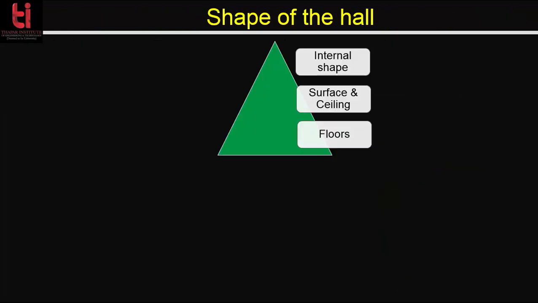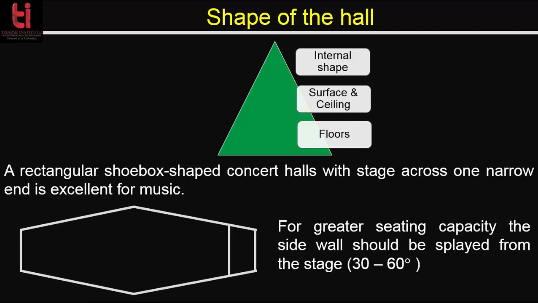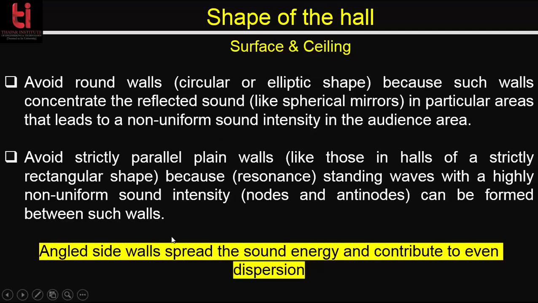So now, coming to the shape of the hall, there are actually three factors of the shape. One is the internal shape, second one is the surface and the ceiling, and the third one is the floors. Concerning the internal shape, a rectangular shoebox shaped concert hall with the stage across one narrow end is excellent for music. And for the greater seating capacity, the side walls should be splayed from the stage, and that is actually between 30 to 60 degrees.